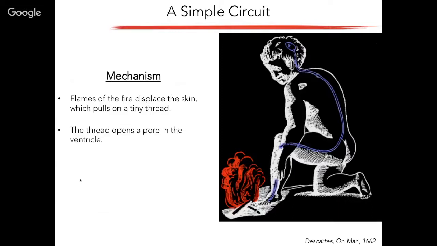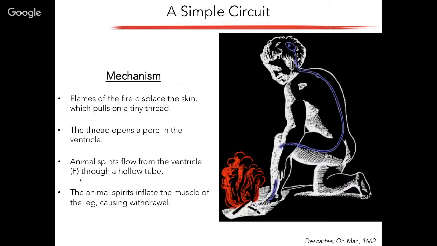The thread opens a pore in the ventricle, and then the animal spirits flow from the ventricle, which is labeled F on the diagram there, through a hollow tube, and the animal spirits inflate the muscle of the leg, causing withdrawal. Now, many of you may recognize that our modern interpretation of what goes on differs in some ways. We no longer believe in the precise location of the source of the animal spirits F.